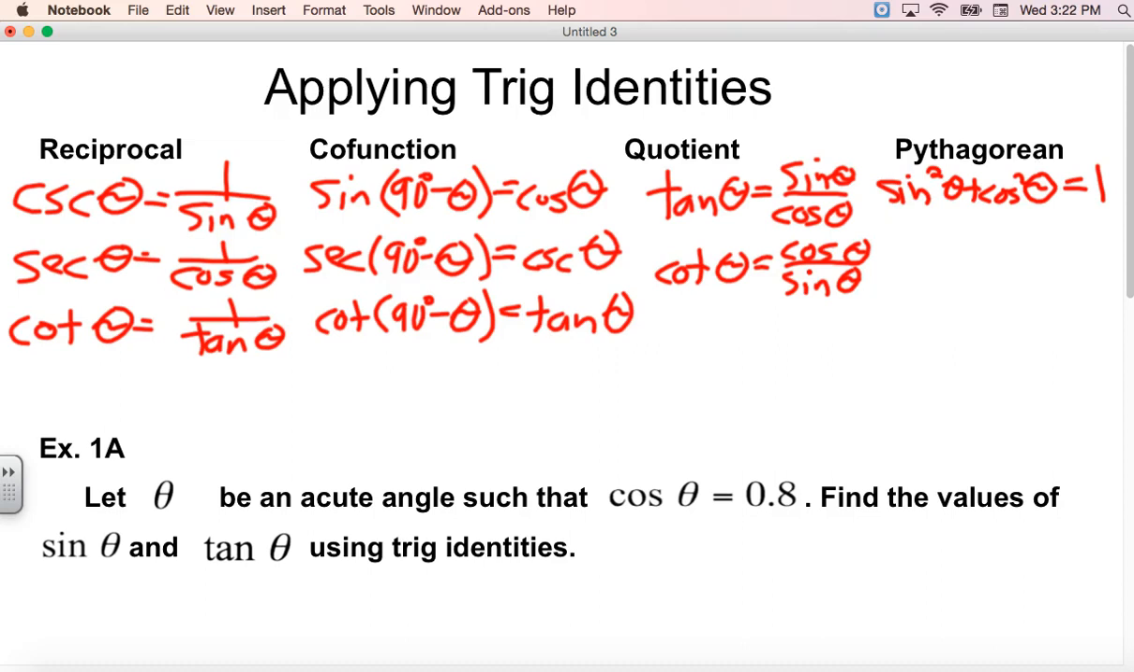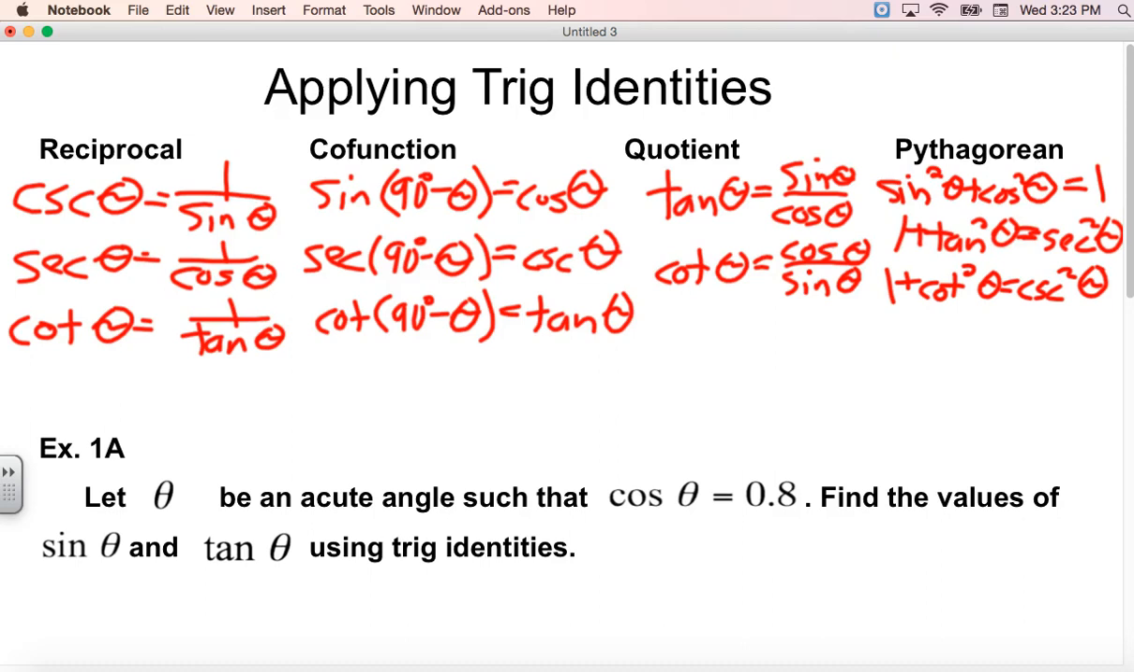The other ones are 1 plus tangent squared of theta equals secant squared theta. And 1 plus cotangent squared of theta equals the cosecant squared theta. All right, so those are the Pythagorean identities. And you're like, what is all this stuff for? We'll get to that here in a second.